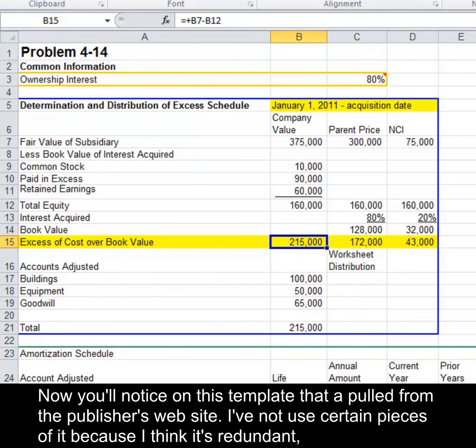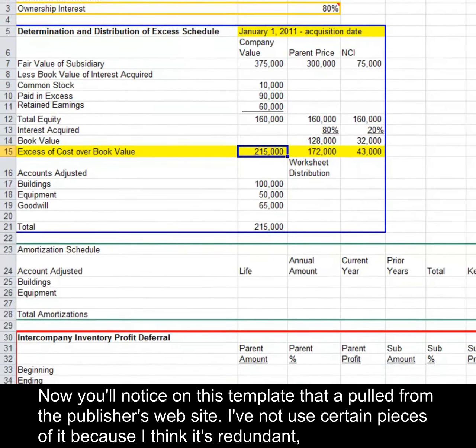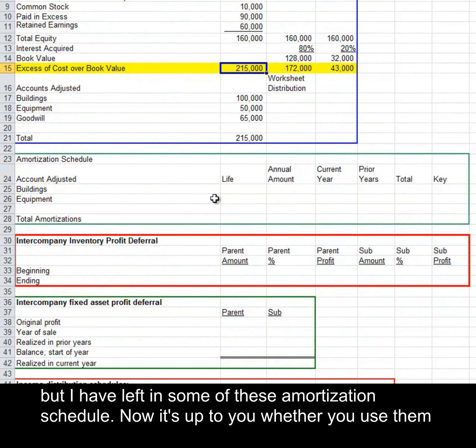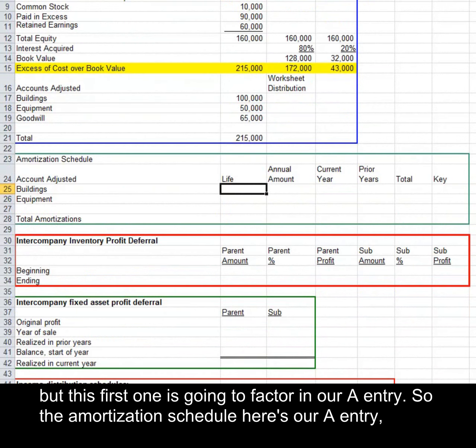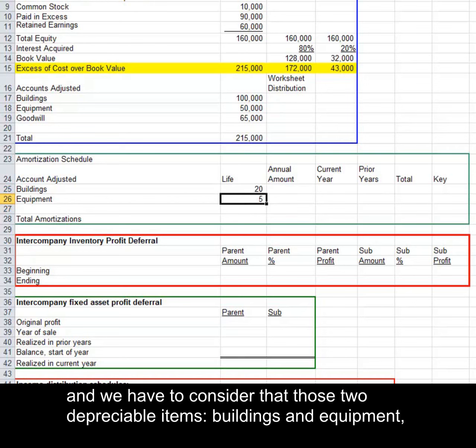Now you'll notice on this template that I pulled from the publisher's website, I've not used certain pieces of it because I think it's redundant, but I have left in some of these amortization schedules. Now it's up to you whether you use them or not. If it helps you or if it's distracting to you, it's up to you. But this first one is going to factor in our A entry.